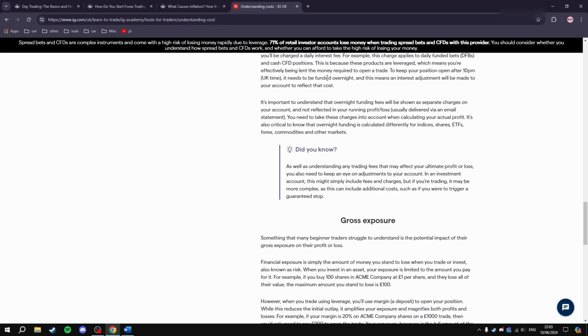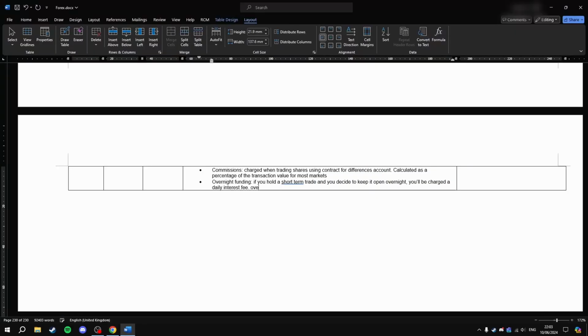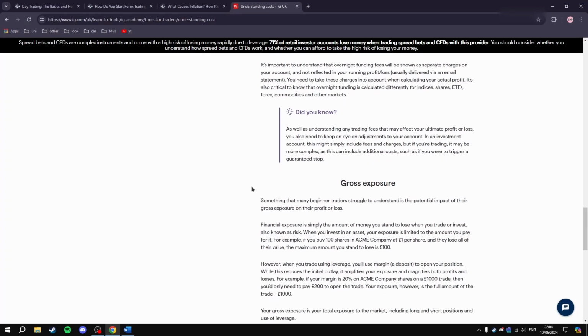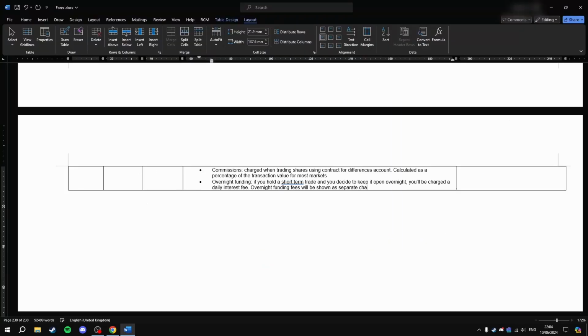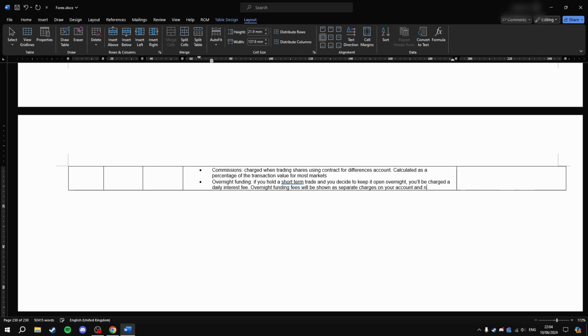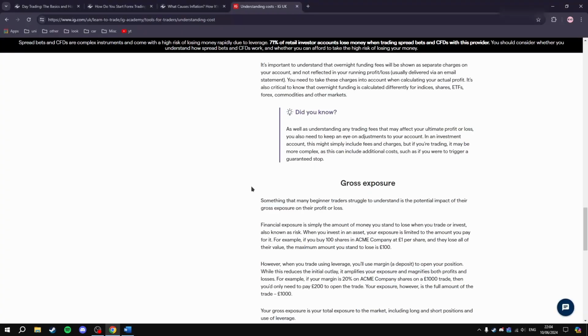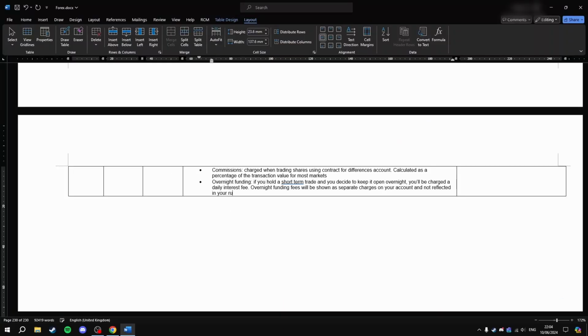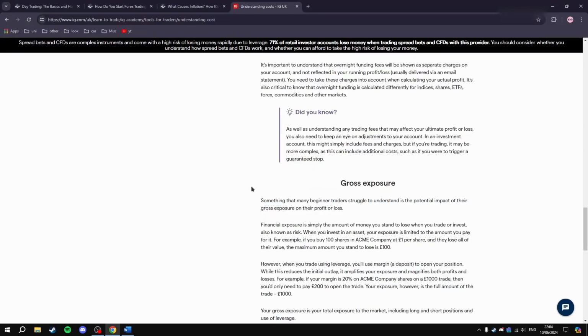So it's important to understand that overnight funding fees will be shown as separate charges on your accounts and not reflected in your running profit/loss, usually delivered via an email statement. Right, okay, so they send you an email for it.